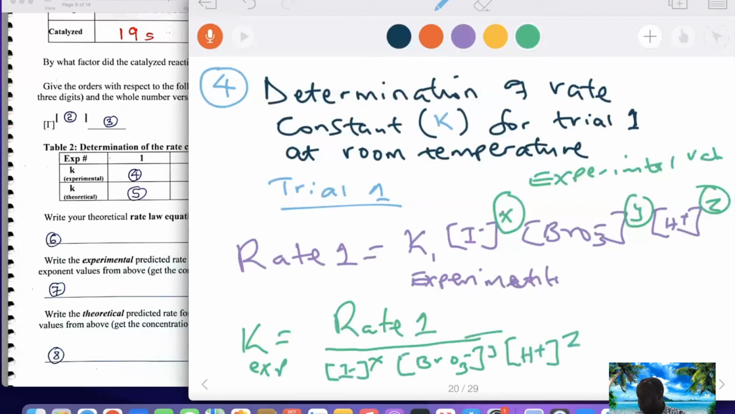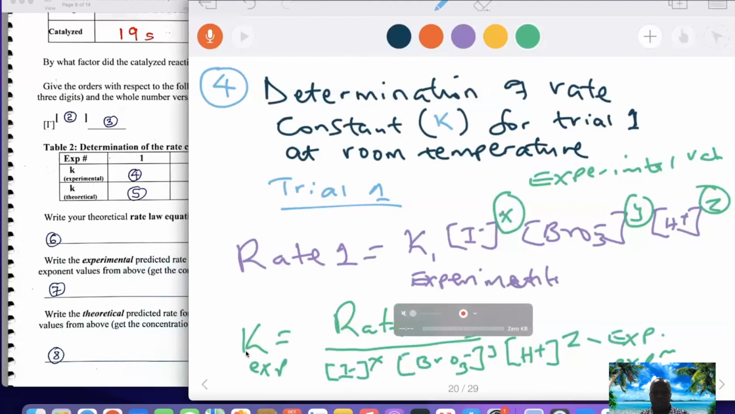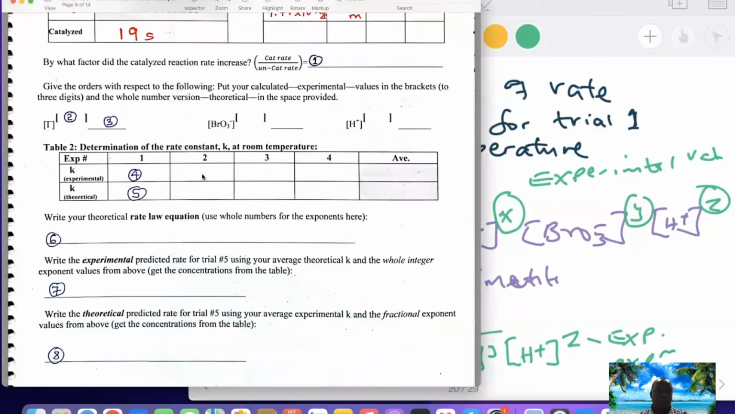This is for the experimental exponents. This is for trial 1. You'll do the same for 2, 3, 4, and then you find the average of the experimental rate constants. So you add the 4 and divide by 4.